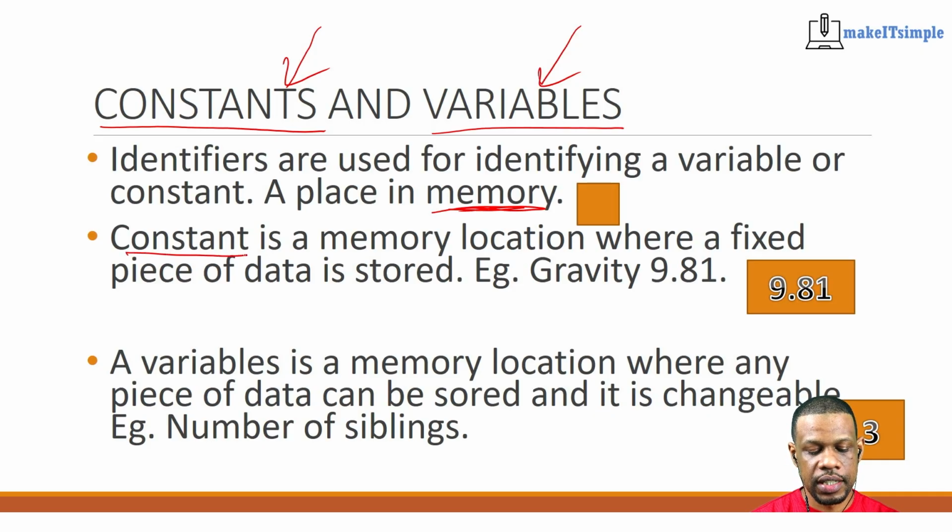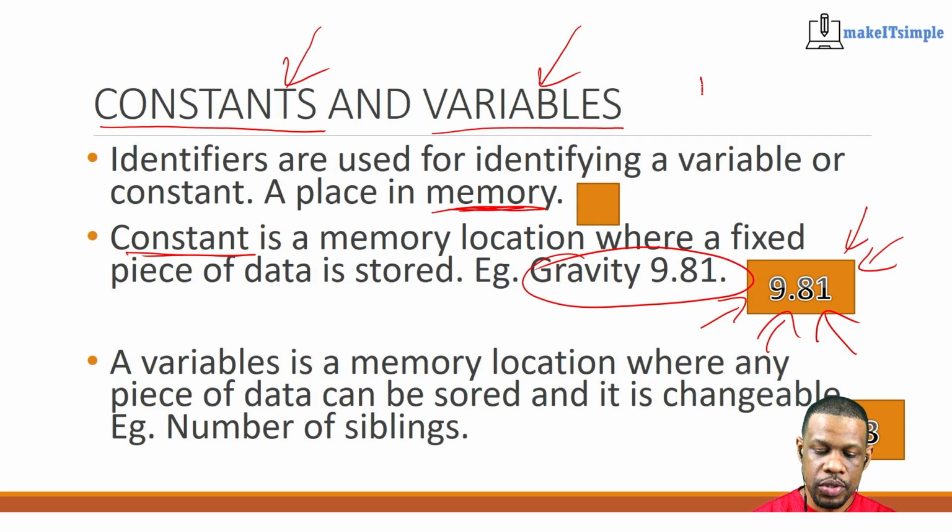A constant is like a memory location where there's a fixed piece of data. So, for example, gravity is 9.81. Cool, gravity is 9.81. Wonderful. If I take a space in memory and say, computer, this is a place called G. G stands for gravity. G is always going to be 9.81, and I put a number inside there.